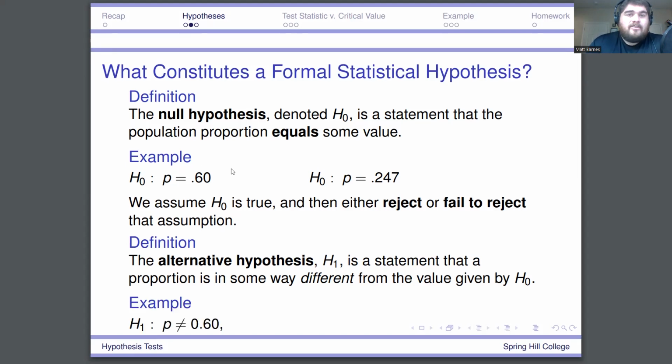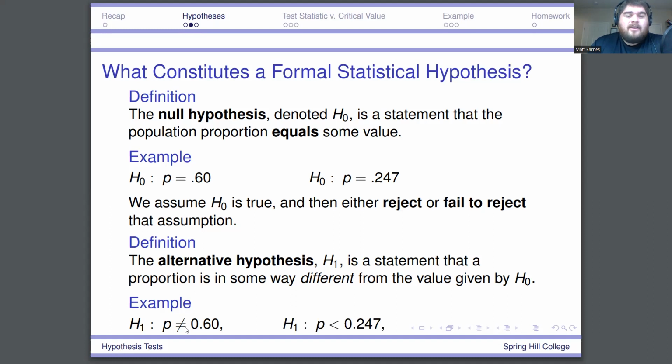So here are some examples. We would have H naught colon, same as before, just with an H1. So H1 colon P does not equal 0.6. This would indicate that we think it's just different than 60%. We don't think it's exactly 60% of Mobilians that prefer Carpe to Starbucks. We just think it's different, maybe higher, maybe lower.